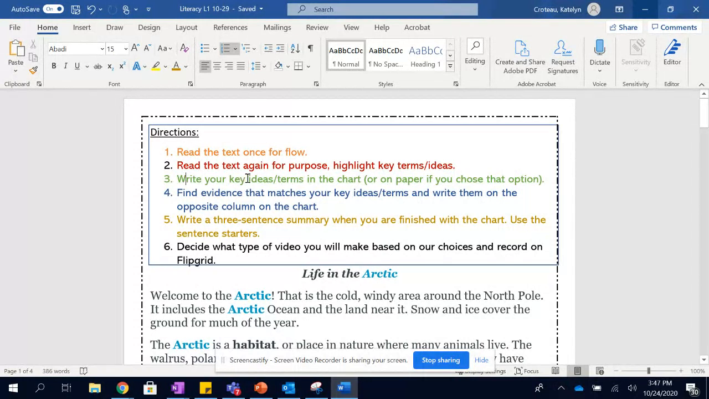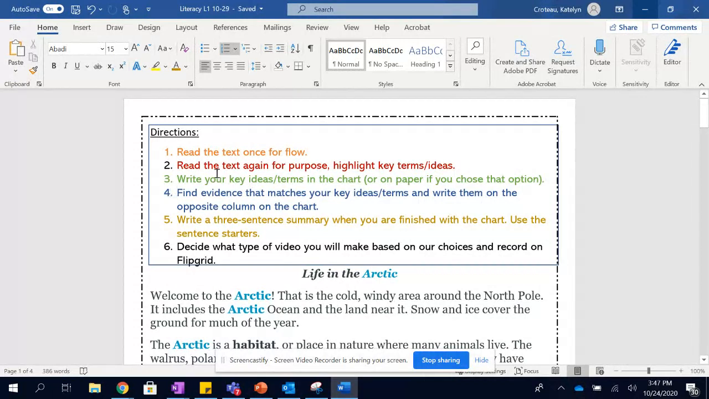Okay, write your key ideas/terms. It's the same thing. They got flipped. They're saying the same thing. Don't worry. Write your key ideas/terms in the chart or on paper if you chose that option. So the things you highlighted, you're going to then write in the chart.